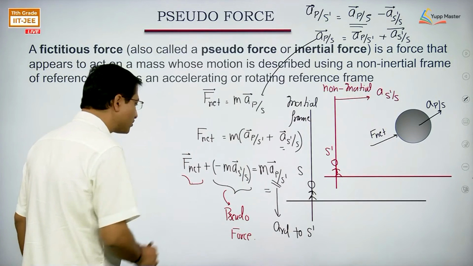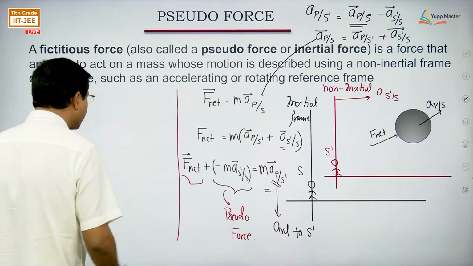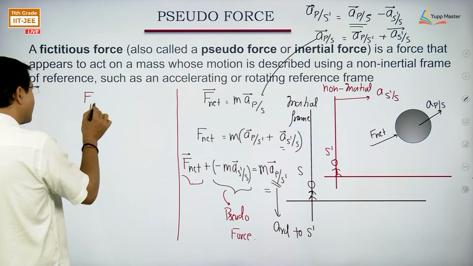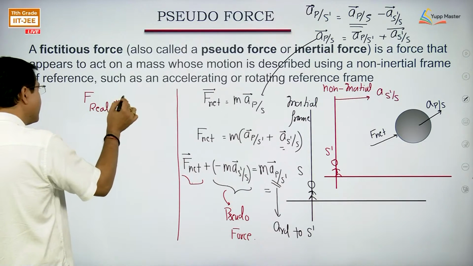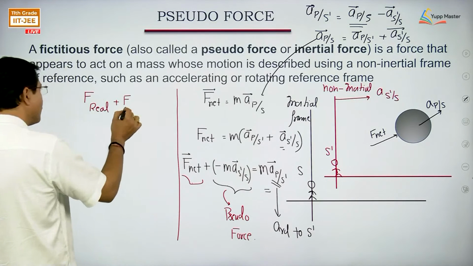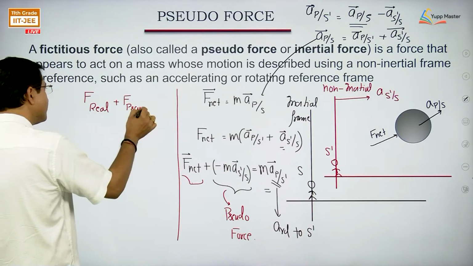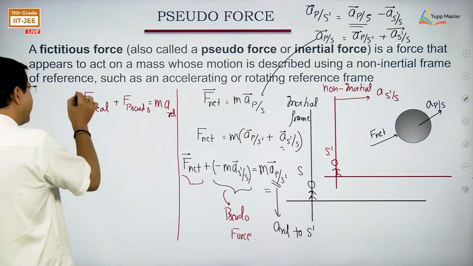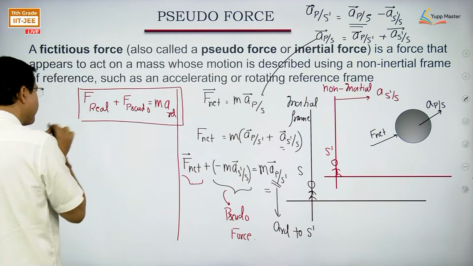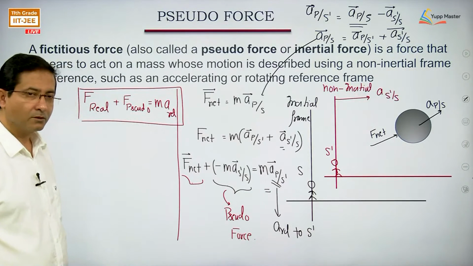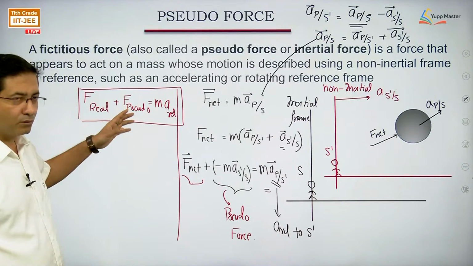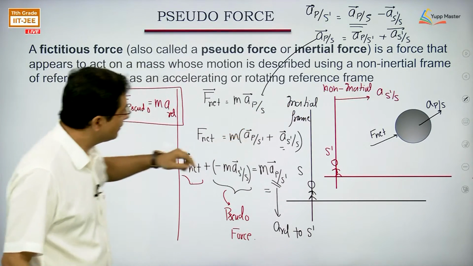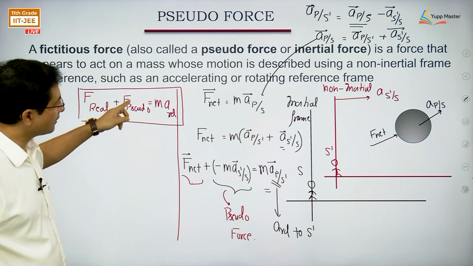This is the force which is actually acting. So I can write the whole expression as F actually acting on the body, I will call real, then I will call this term pseudo force, which will give you mass into acceleration relative to the non-inertial frame, a relative. That means when you want to find the acceleration of a body with respect to a non-inertial frame, you have to add one term which we are calling pseudo force.